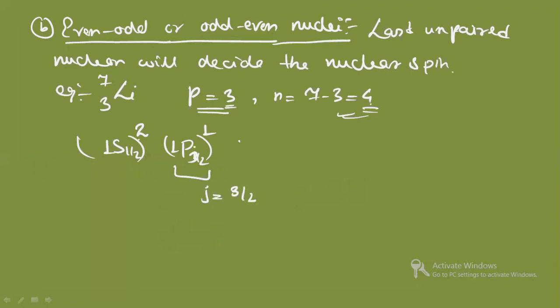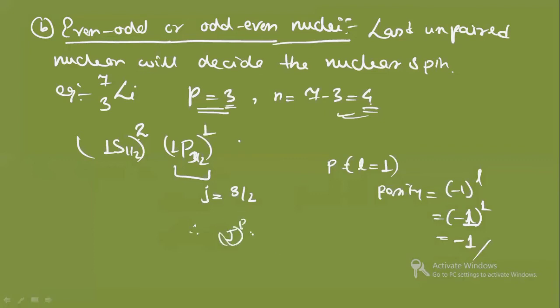And you can see for P, the value of L is equal to 1. So parity is equal to minus 1 to the power L, that means minus 1 to the power 1. So it will be minus 1. Yes or no? So you can write Jp, the spin parity, it is equal to 3/2 negative. All right. Next, one more example we can consider here.